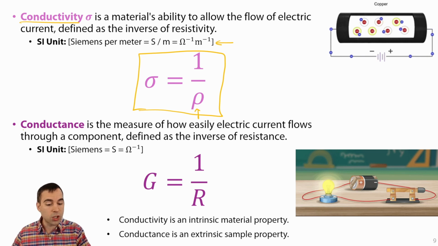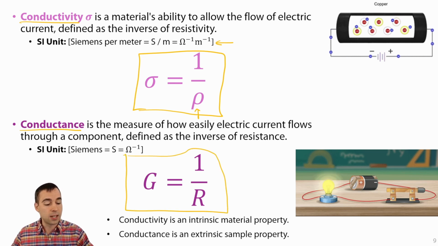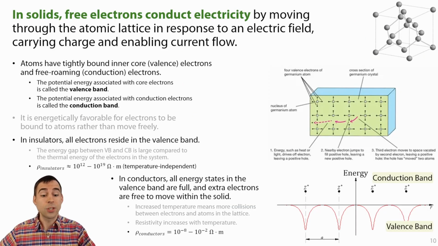Or we could also measure a conductance, G, which is essentially the extrinsic version of the conductivity. The conductance is just the inverse of the resistance of a sample, and conductance is measured in Siemens. So similar to resistivity and resistance, the electrical conductivity is an intrinsic material property, and the electrical conductance is an extrinsic material property.